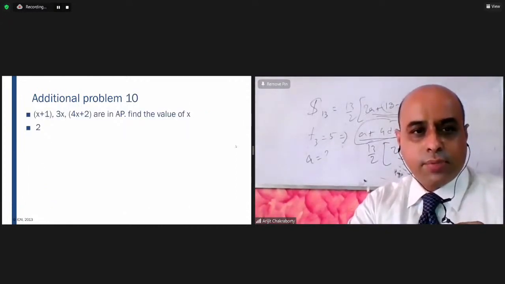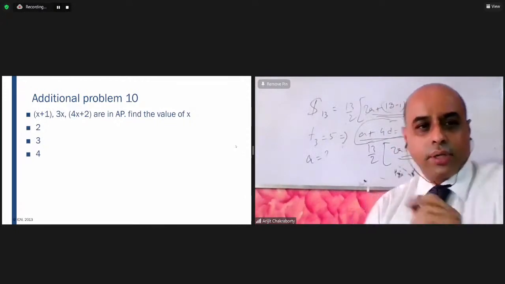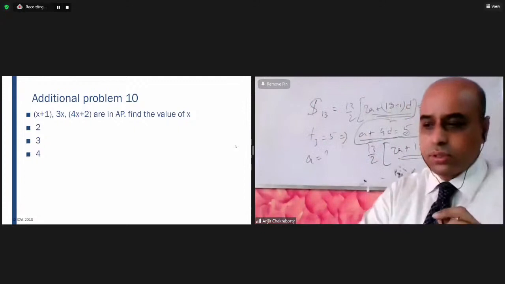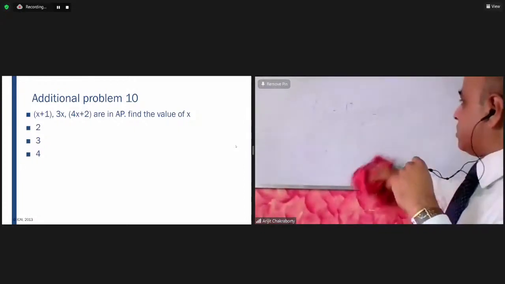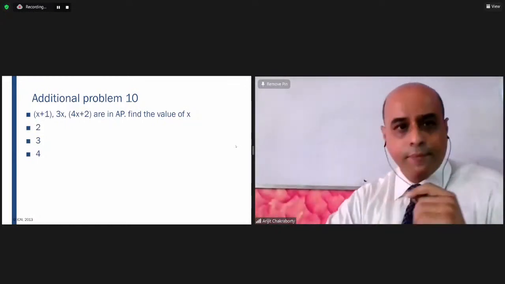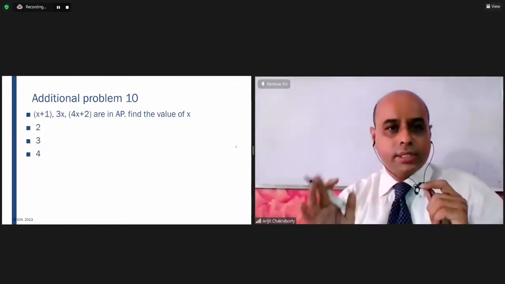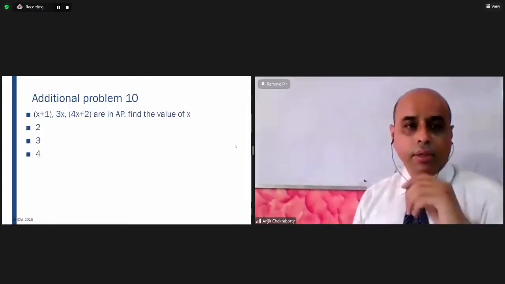Last few questions: x plus 1, 3x, 4x plus 2 are in AP. Find the value of x. So let us just try and solve this also, since this is the last session on series and progressions. We are taking both GP and AP. What is the value of x?